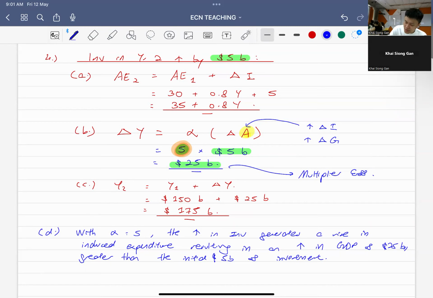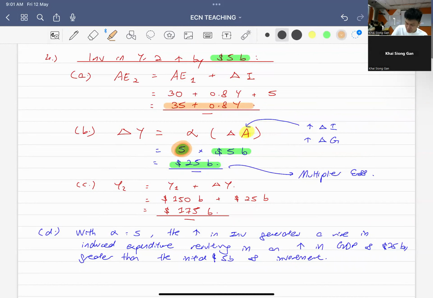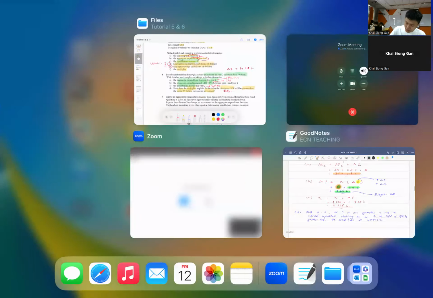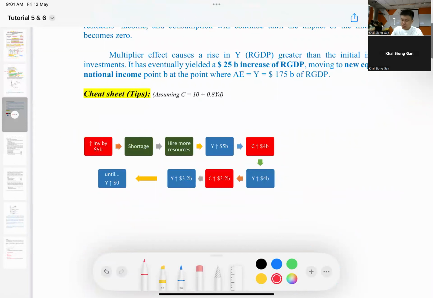Okay, so let's see. You see, just now our function is this. Aggregate expenditure equals 35 plus 0.8y. So our marginal propensity to consume is 0.8 over here. So you go to my notes, scroll down to the bottom here, cheat sheet. Let's say you look into the consumption function, easier a bit. Let's say the consumption function is 10 plus 0.8y. So the 0.8 over here is my MPC. The whole thing here is induced expenditure, and the 0.8 is my MPC.